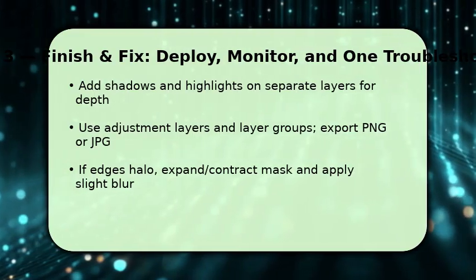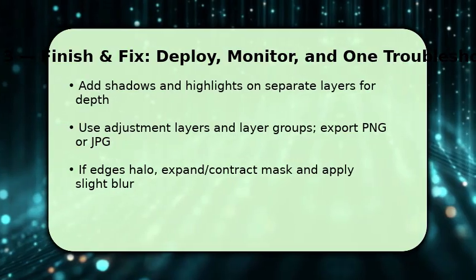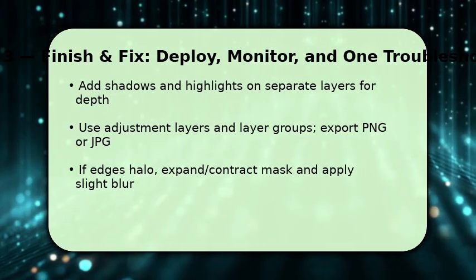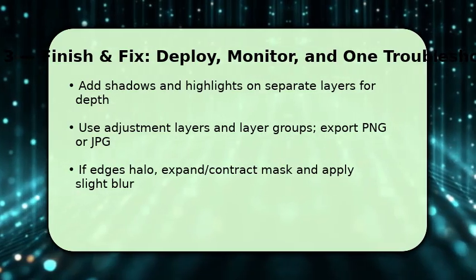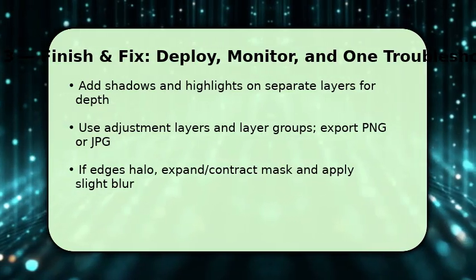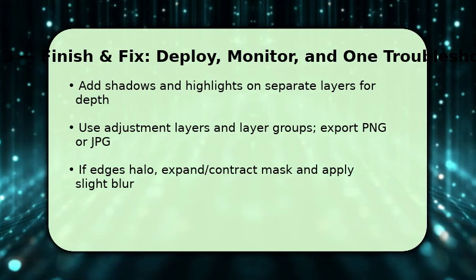If you see halos or color fringing around edges, expand or contract the mask by a pixel or two, apply a tiny Gaussian blur, and use a decontaminate color blend to remove fringe. This usually cures edge artifacts quickly.